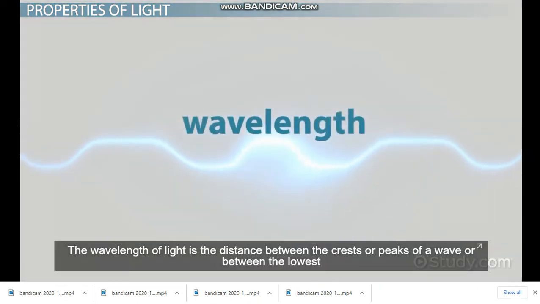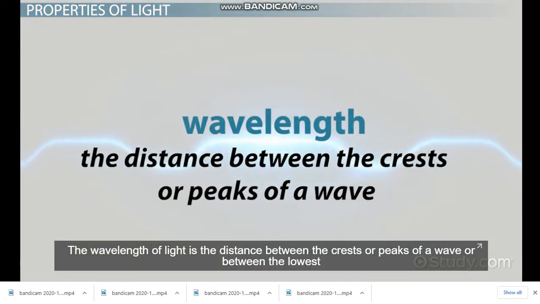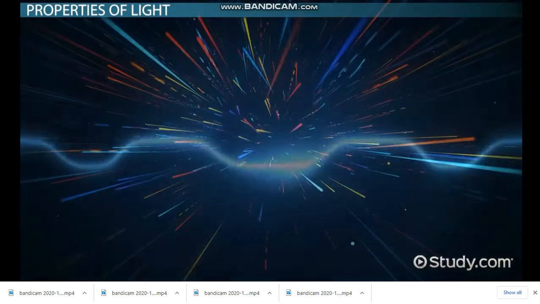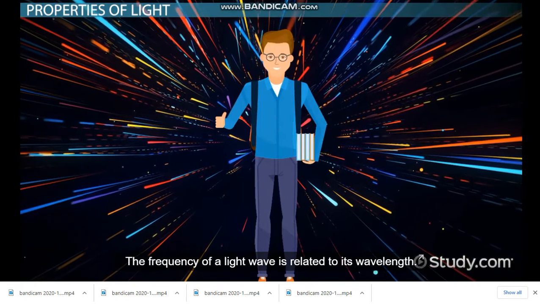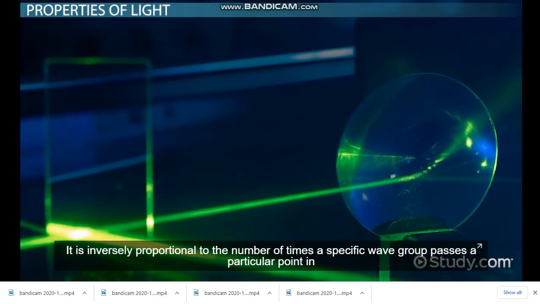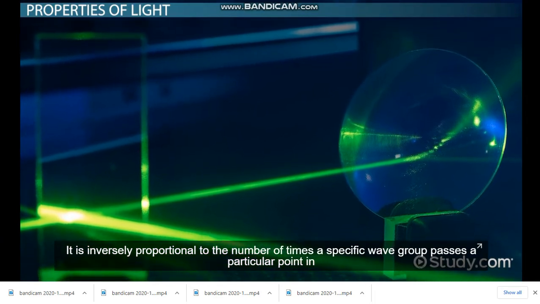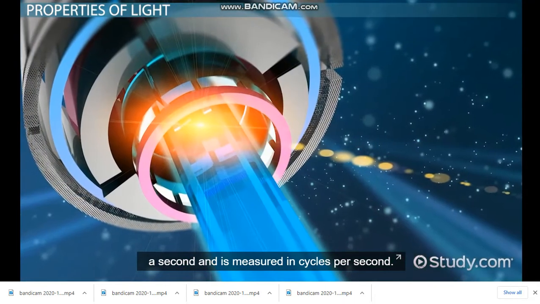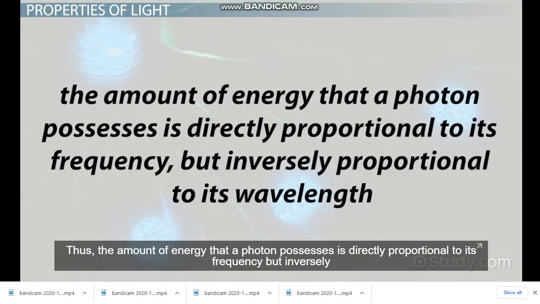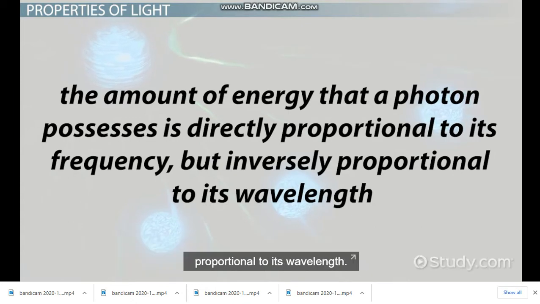The wavelength of light is the distance between the crests, or peaks of a wave, or between the lowest points, or troughs of a wave. The frequency of a light wave is related to its wavelength. It is inversely proportional to the number of times a specific wave group passes a particular point in a second, and is measured in cycles per second.